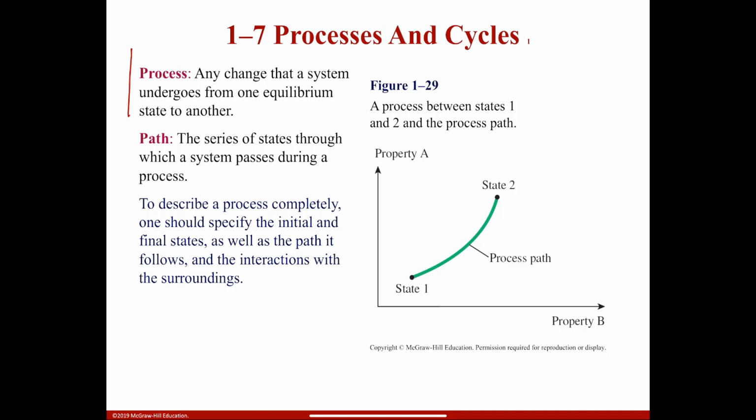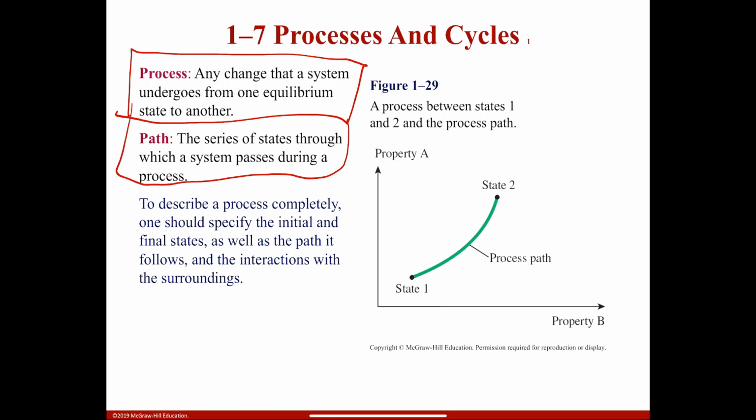So a process will be pretty much what tells you how the substance is behaving as it moves with time, from one point to another. The path is what defines the process, okay? It's a series of states through which a system passes during a process. To describe a process completely, one should specify the initial and final states so we can know the path and therefore define the whole substance behavior.